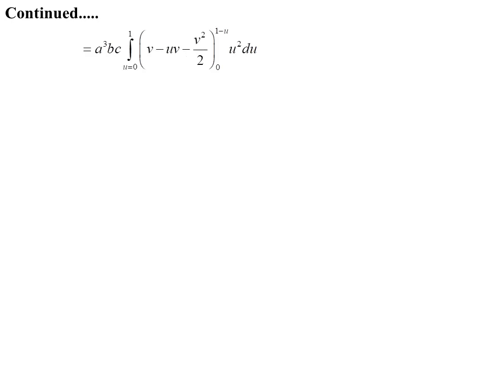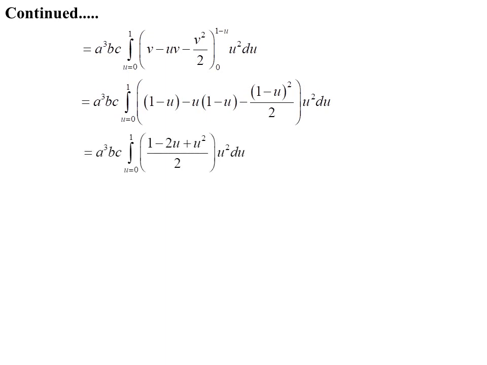Now we will continue with our solution. So with respect to dv जो इंटीग्रेशन लेना है वो आ जाएगा v minus uv minus v square by 2 varying from 0 to 1 minus u. The rest of the terms of integrations are as it is. So substituting upper and lower limits over here, we get a cube bc integration 0 to 1, 1 minus u times 1 minus u minus 1 minus u square upon 2 into u square du.